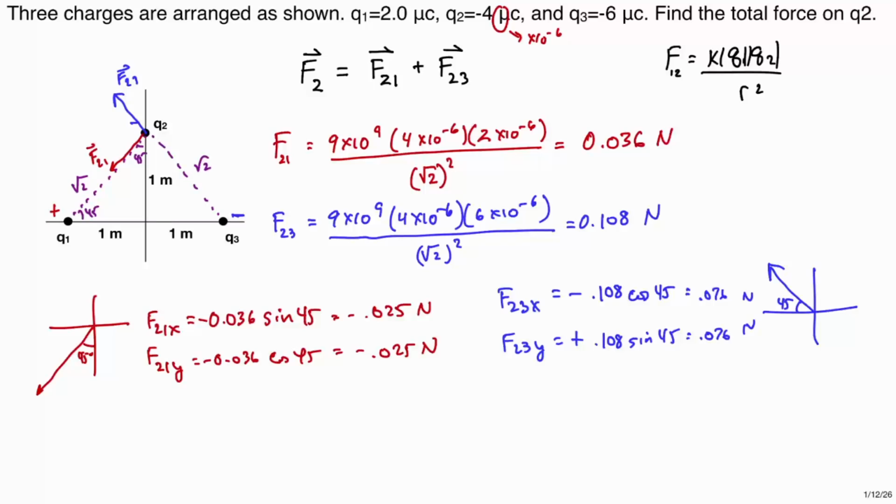F23x, shouldn't that be a negative 0.076 Newton? Yeah, thank you. I just didn't carry my sign through. You mean people forget to carry minus signs through in their calculations?